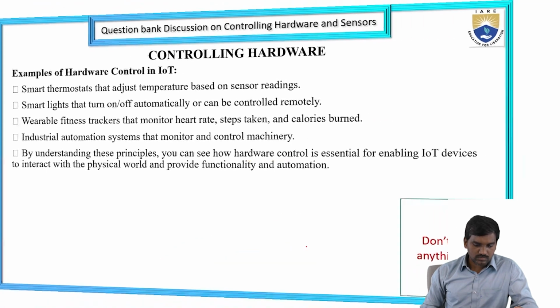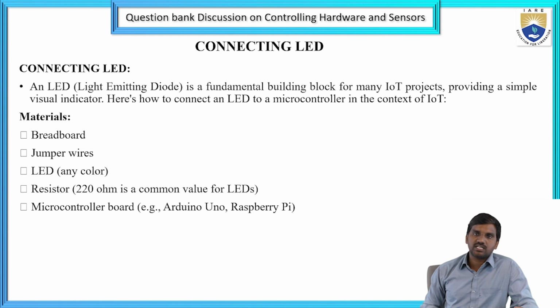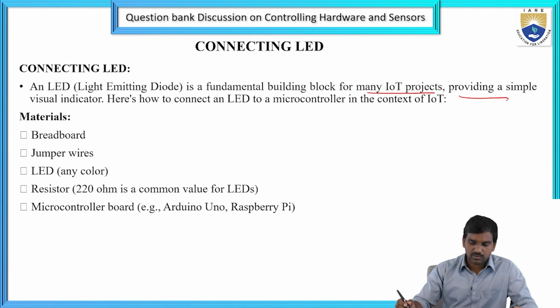Next, the first device is controlling an LED, connecting an LED. An LED is nothing but a light emitting diode. It is a functional building block for many IoT projects, providing a simple visual indicator. Here's how to connect an LED to a microcontroller in the context of IoT.